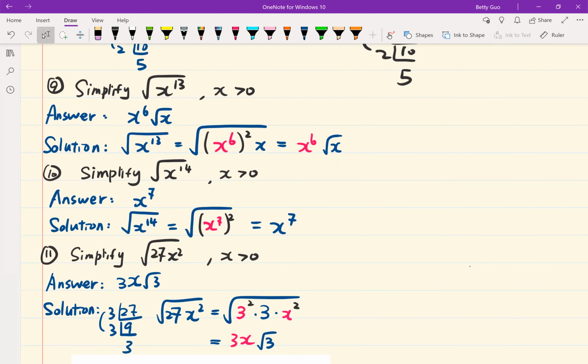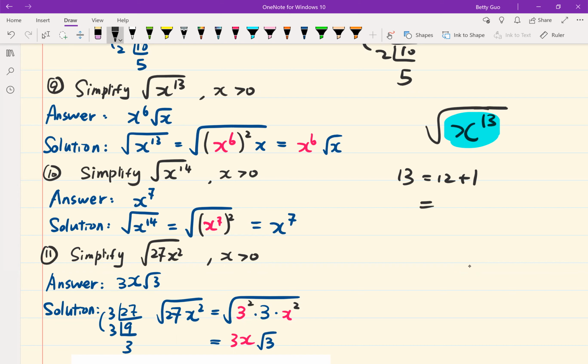Number 9, simplify square root of x to the power of 13. All the variables in this chapter are assumed to be positive. The radicand is a monomial with variable x. The exponent on x is 13. Is 13 even or odd? Even number or odd number? It's odd, right? So we're going to write 13 as 12 plus 1.